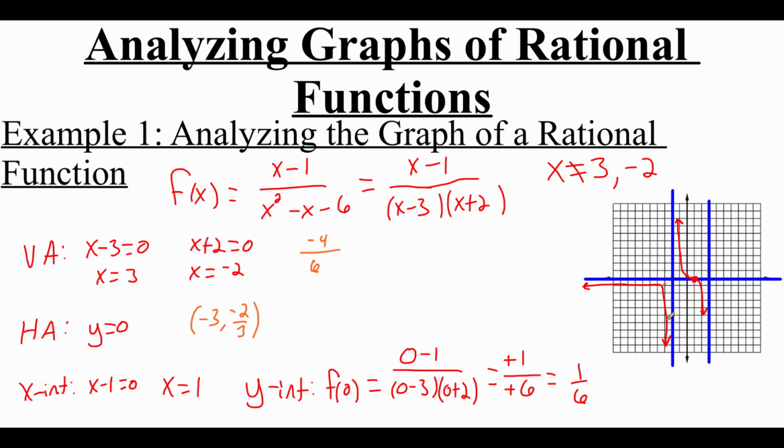Now if I do something similar on the right-hand side, I want to plug in a value that's right of 3. So maybe we'll plug in 4 there and see what happens. When we do that, on top, plug in 4 and we should get 3. On bottom we'll end up getting 6. So that reduces down to 1/2. So over at 4, I'm up at 1/2, which tells me that this portion of our graph is happening on top. So our rough sketch of our graph would look something like this.